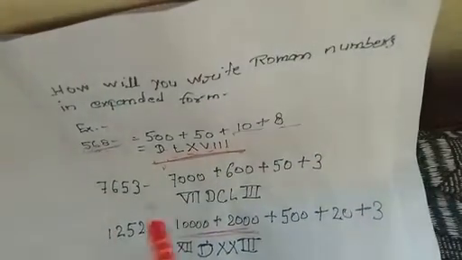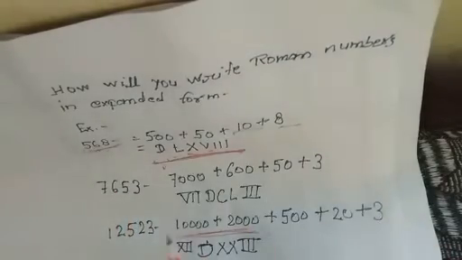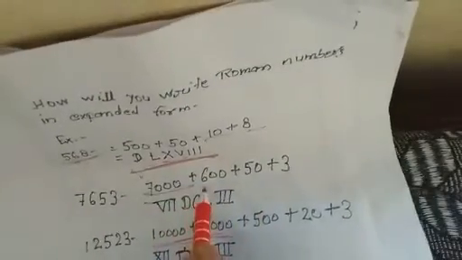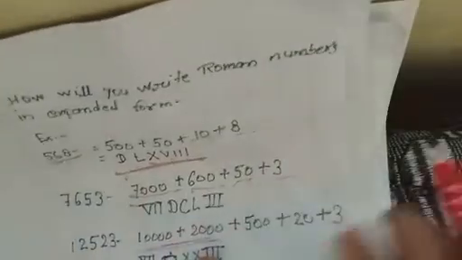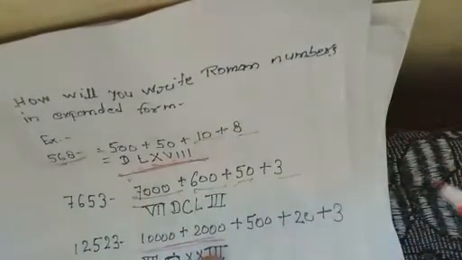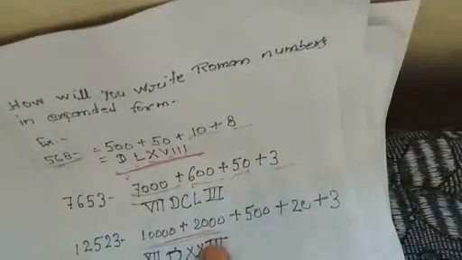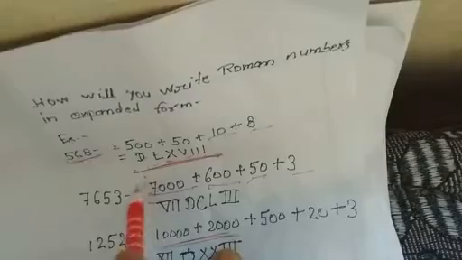Next, 7653. So at first we write it into the expanded form. So we write 7000, after that 600, after that 50, and after that 3. How will we write it into the Roman numeral? So what is the Roman number of 7000? You want to know, but we are going to tell you कि at first you write the symbol of 7.